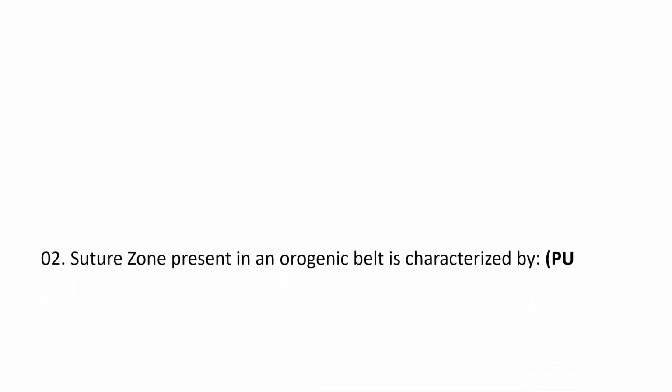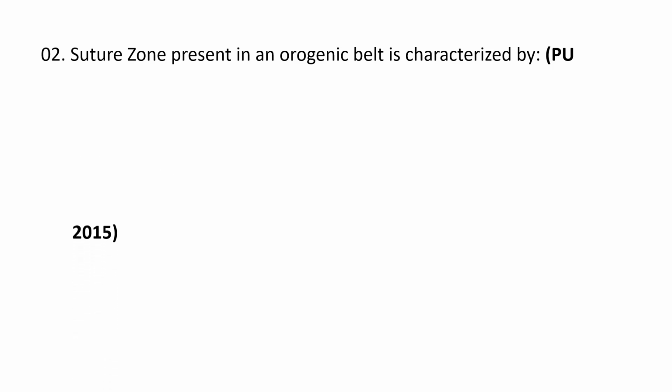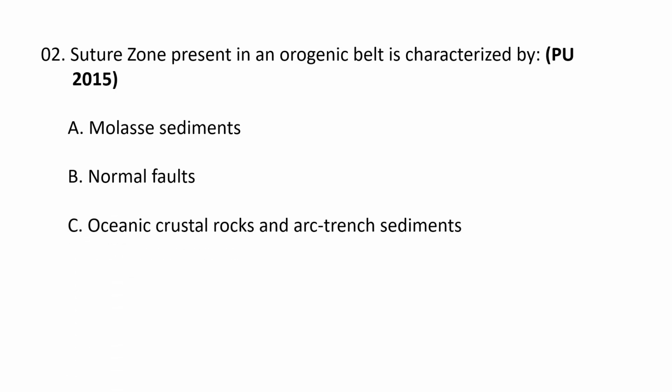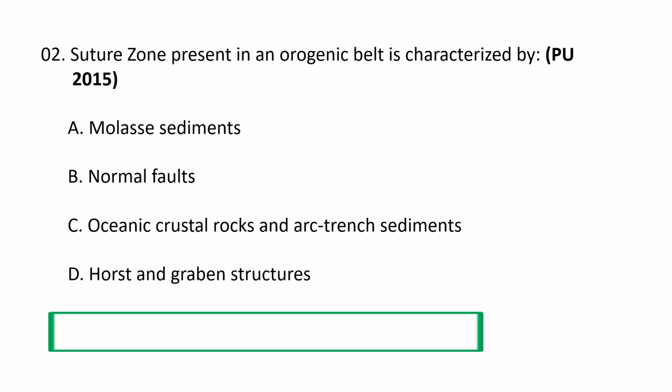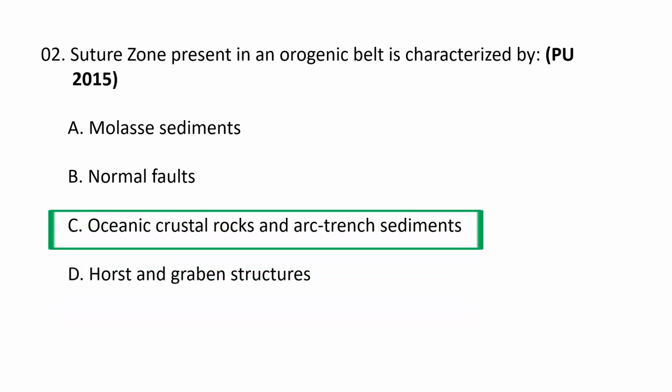Next question. Suture zone present in an orogenic belt is characterized by, the choices are A. Molasse sediments, B. Normal faults, C. Oceanic crustal rocks and arc trench sediments, D. Horst and graben structures. So a suture zone in an orogenic belt is characterized by oceanic crustal rocks and arc trench sediments. A suture zone is formed by subduction and collision, and it is characterized by the presence of oceanic crustal rocks and arc trench sediments. C is the correct option.